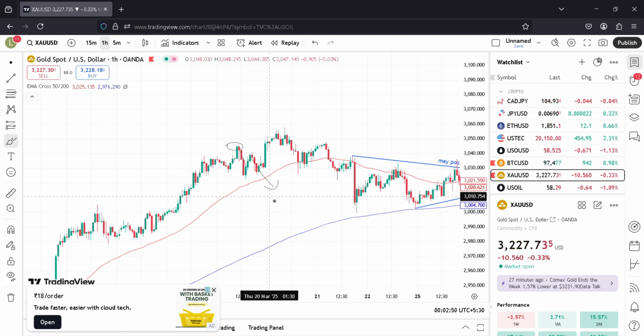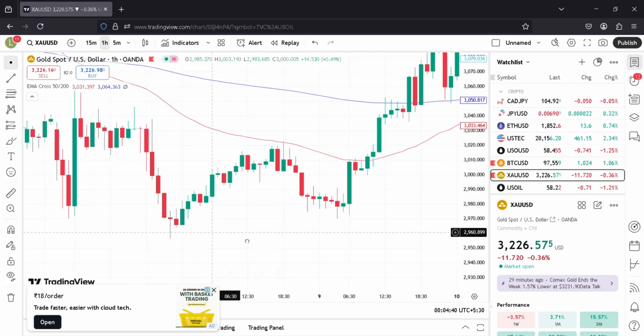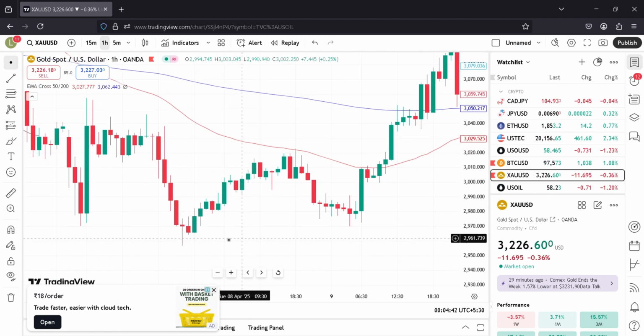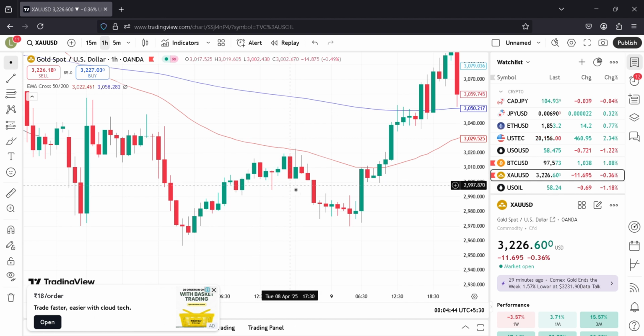And the many questions people ask me is, what is the difference between an order block formed on a 15-minute candle, 5-minute candle, 1 hour candle, or 4 hour candle?